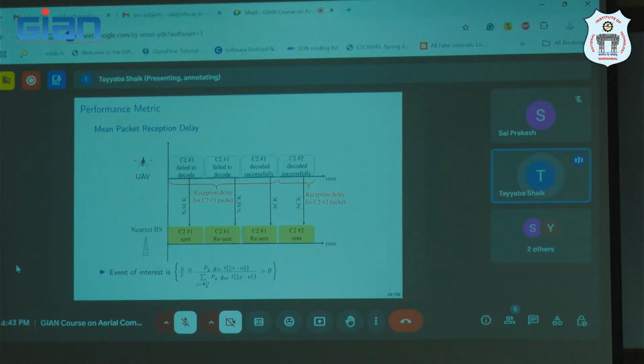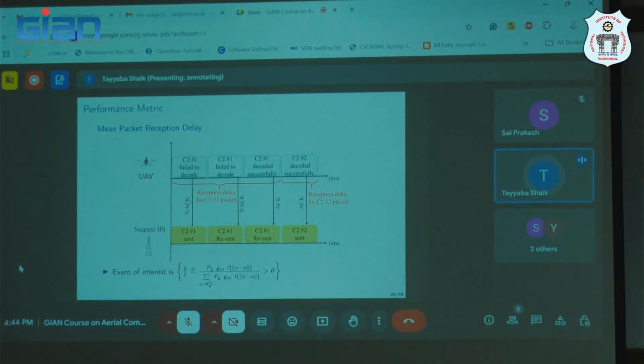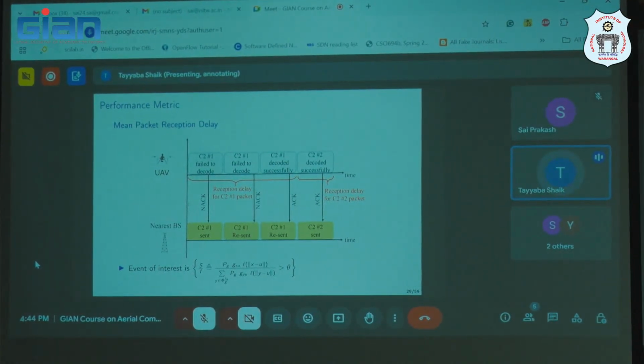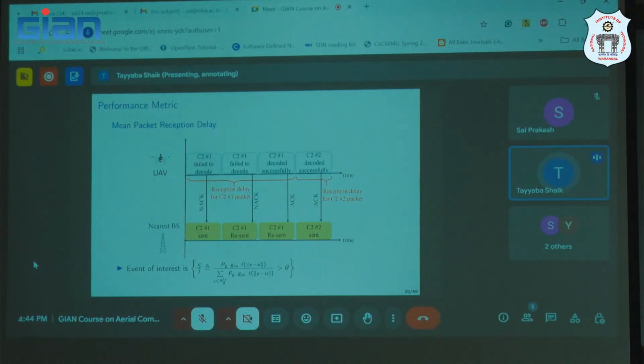So in time slot number 1, suppose the associated base station is trying to send a C2 packet to the UAV. Due to the reasons mentioned in the first slide of this talk, that is fading or shadowing, it is possible that the UAV may not decode the packet correctly. So it may fail to decode the packet, and it will send a negative acknowledgement. Then the base station associated with this UAV will try to resend the packet in the next slot.